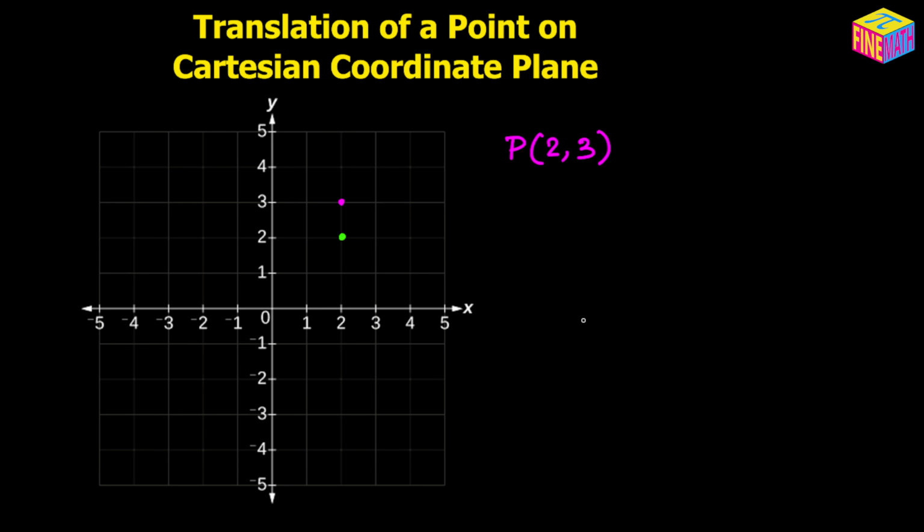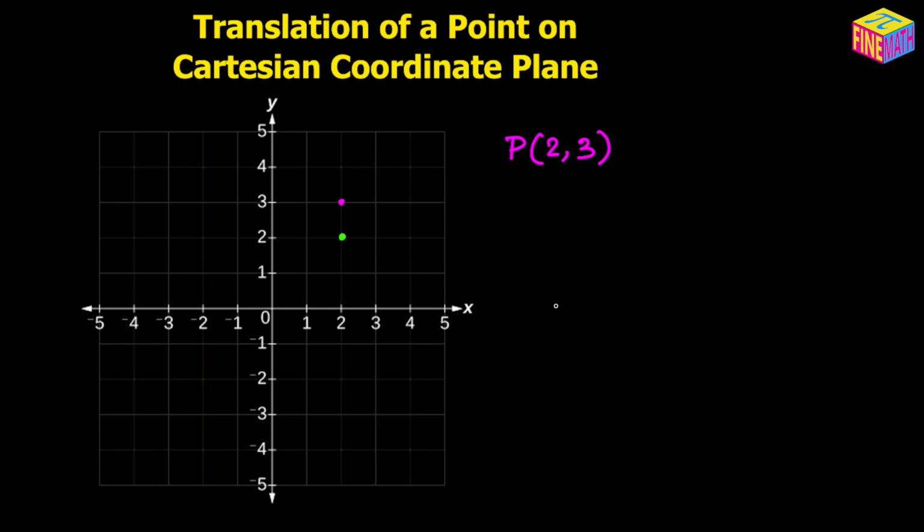If we move it down by 1 unit, again you see the x coordinate is not changing. The x coordinate is still 2, but the y coordinate is going to reduce by 1 unit because I am moving it down. Down means I am moving it in the negative y direction. So when you translate a point on the Cartesian coordinate plane down by 1 unit, your y coordinate value reduces by 1, and your x coordinate value remains the same. So that is the concept of moving it up or down.